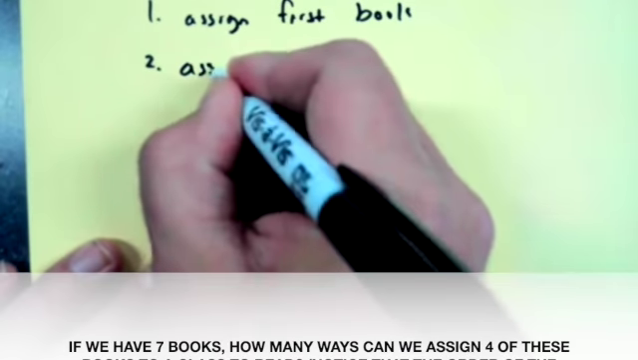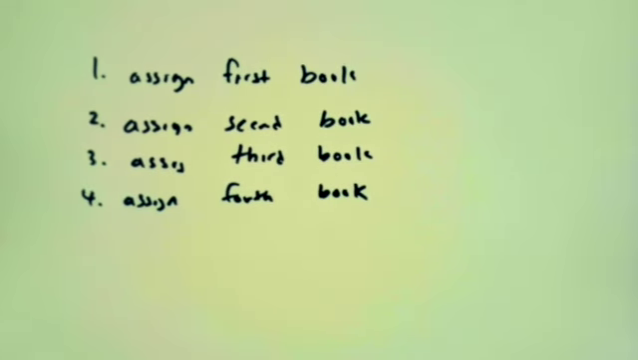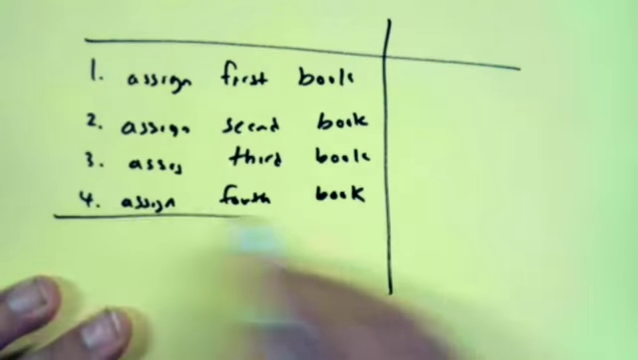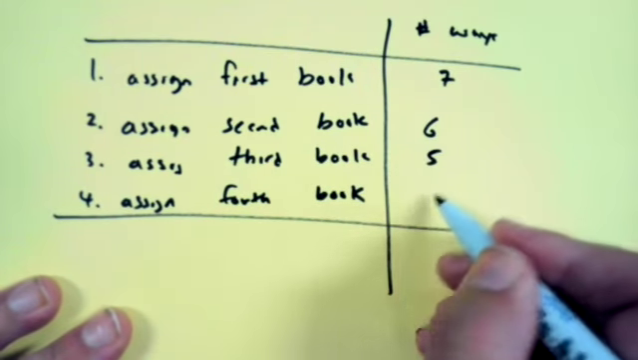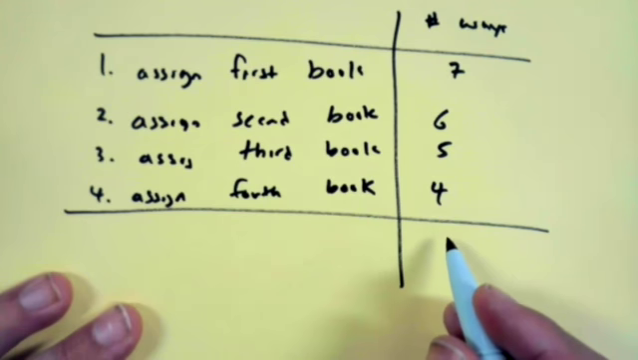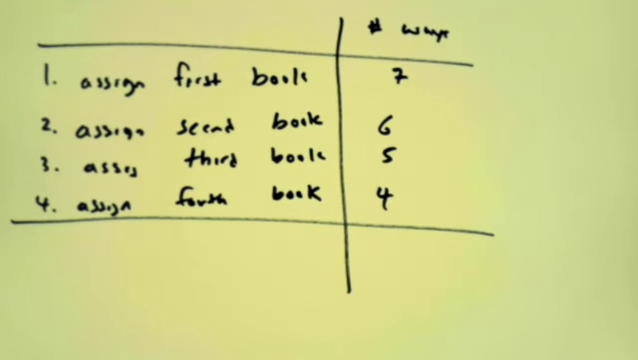Second, sign the second book. Third, fourth, sign the 4th book. So now I have 4 tasks, and I'm going to say, how many ways are there to do this? There's 7 ways to do the first one, 6 to do the second, 5 to do the third, and 4 to do the fourth. Do you see that? Because I'm not going to assign the same book twice. How long did it take me to write this out? It doesn't take that long.